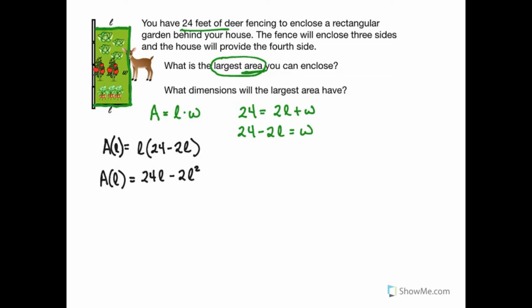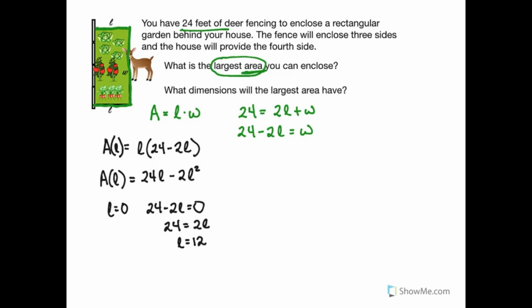The coefficient of the squared term is negative, so it's a parabola that faces down. The factors are L and 24 minus 2L, so the zeros are at L equals 0 and 24 minus 2L equals 0. 24 minus 2L equals 0 gives me a value of L equal 12.